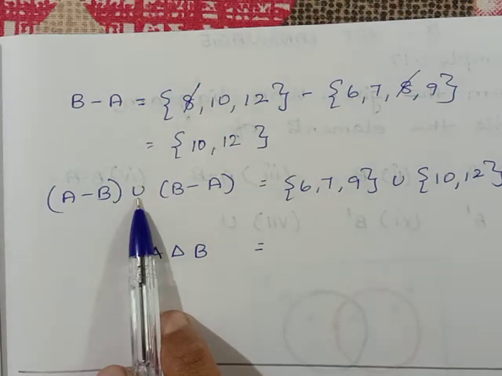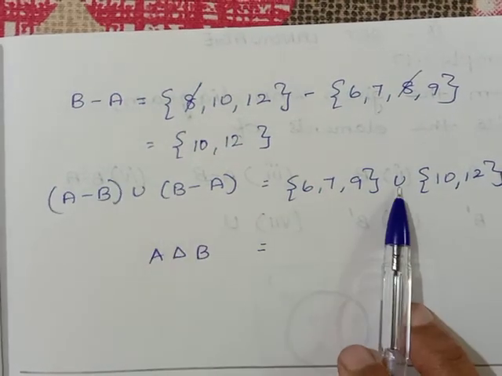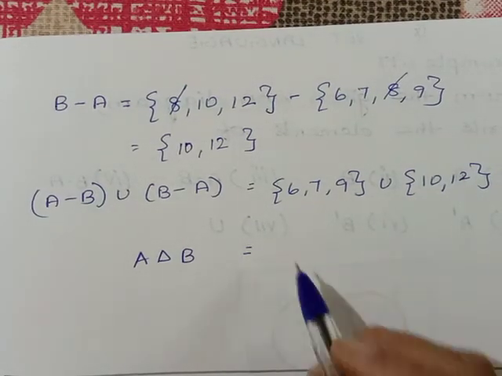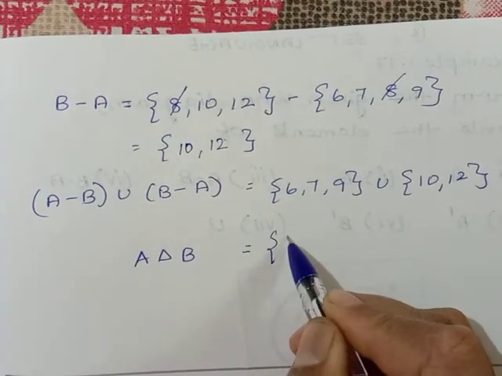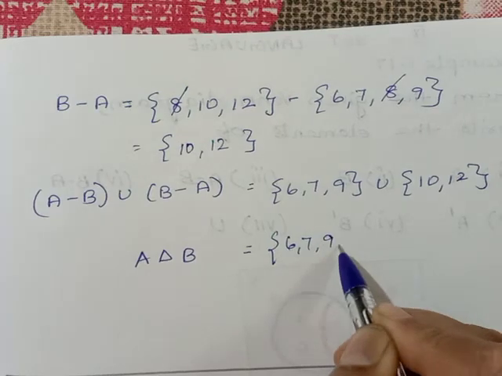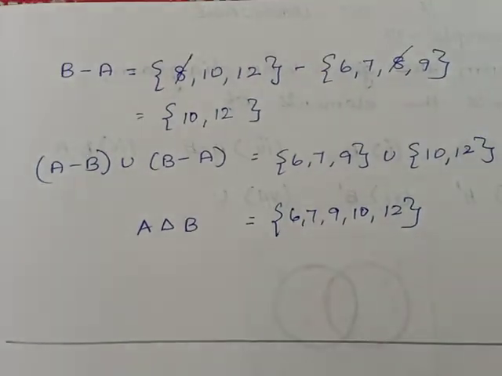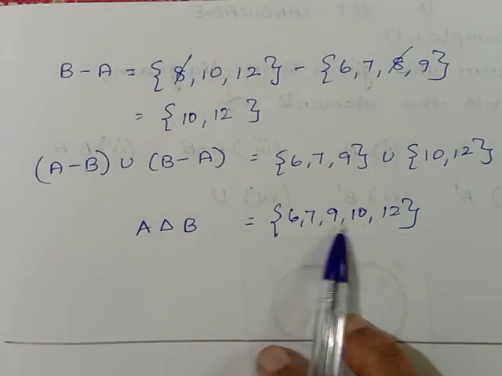Since the relationship between them is union, I've written here union. Union means we'll write all the numbers. Repeated numbers we write once, and we write in ascending order to avoid confusion. So the answer is 6, 7, 9, 10, 12.